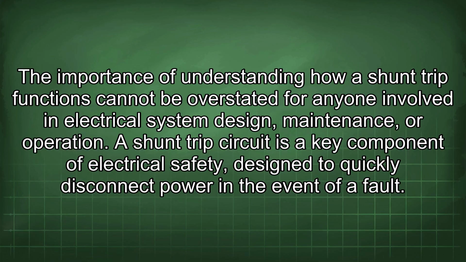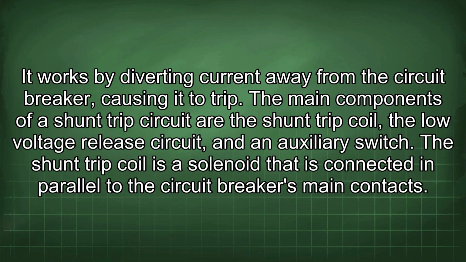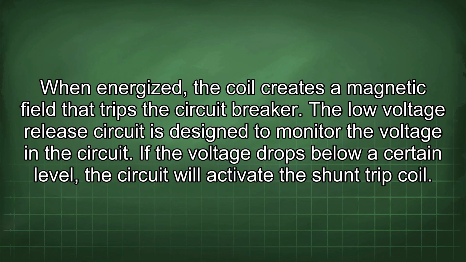A shunt trip circuit is a key component of electrical safety, designed to quickly disconnect power in the event of a fault. It works by diverting current away from the circuit breaker, causing it to trip. The main components of a shunt trip circuit are the shunt trip coil, the low voltage release circuit, and an auxiliary switch. The shunt trip coil is a solenoid that is connected in parallel to the circuit breaker's main contact. When energized, the coil creates a magnetic field that trips the circuit breaker.